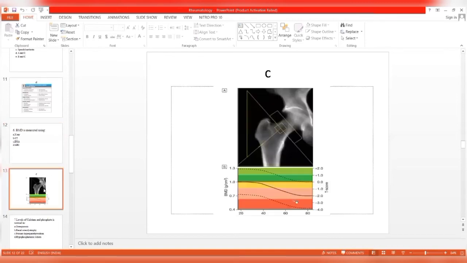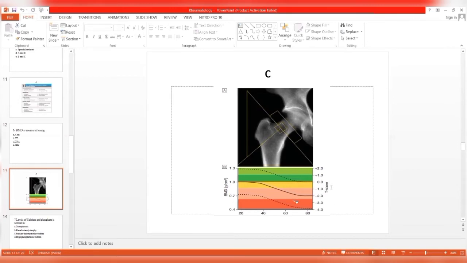So this slide shows the picture which is given in Davidson. So this is the way how BMD is measured. This is dual X-ray absorptiometry and it will be measuring the BMD. And please take note of this normal BMD. BMD is measured by using T-score. You can see here, this is T-score.